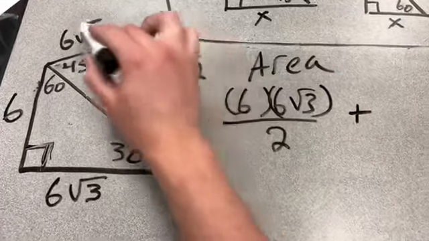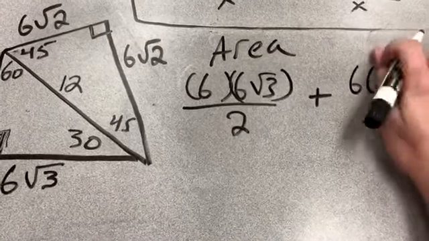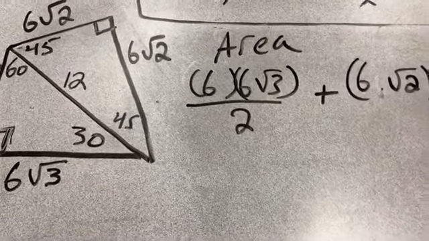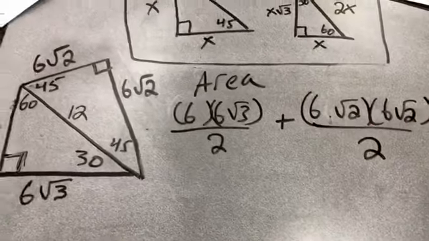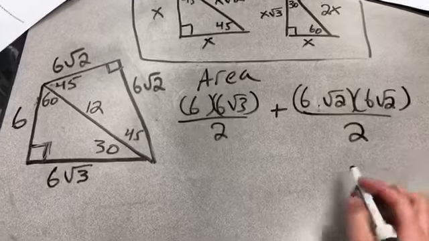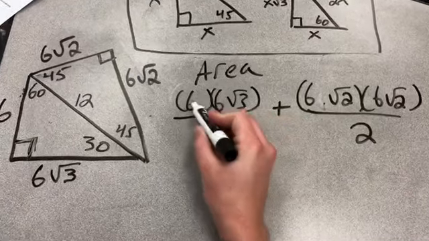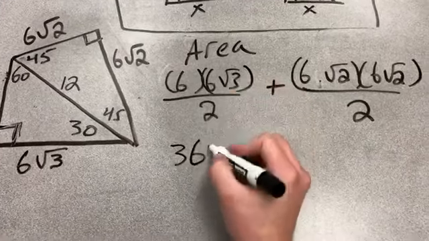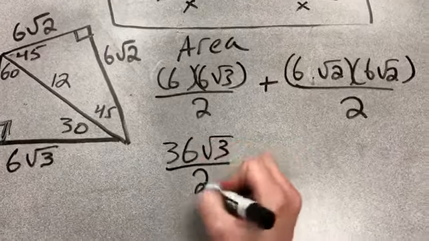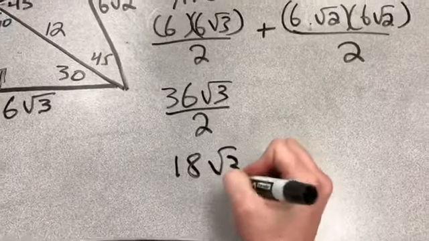I see my right angle, so that tells me the 2 sides I'm multiplying. 6 times the square root of 2 times 6 times the square root of 2 divided by 2. And now I need to simplify down these expressions. Over here, you always do outside numbers together, then radicals together. 6 times 6 is 36. This doesn't have a radical, so that's just going to be the square root of 3 over 2. 36 divided by 2 is 18 times the square root of 3.